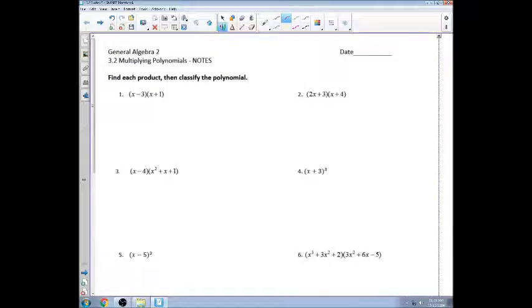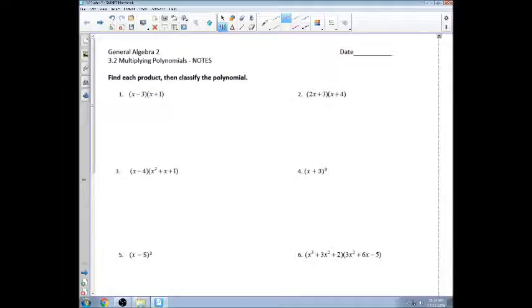This lesson is for my Algebra 2 class. It is 3.2 Multiplying Polynomials. This is going to use some of the topics from the 3.1 Polynomials lesson that we talked about yesterday. Most specifically, it's going to talk about labeling our polynomials. All right, so let's get right into the lesson.